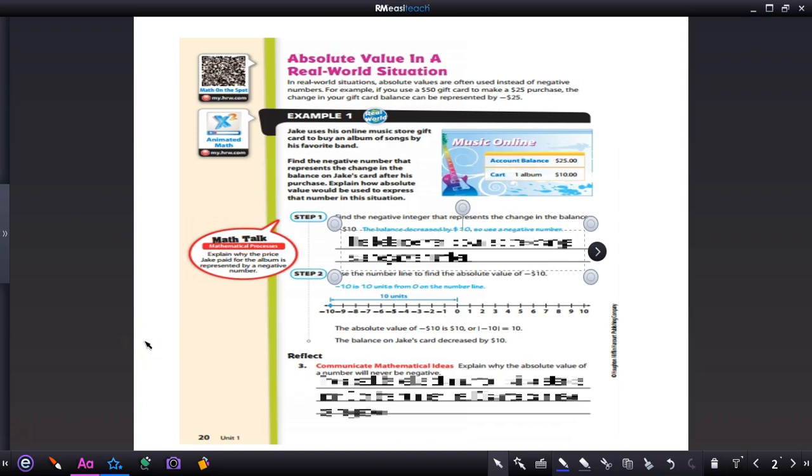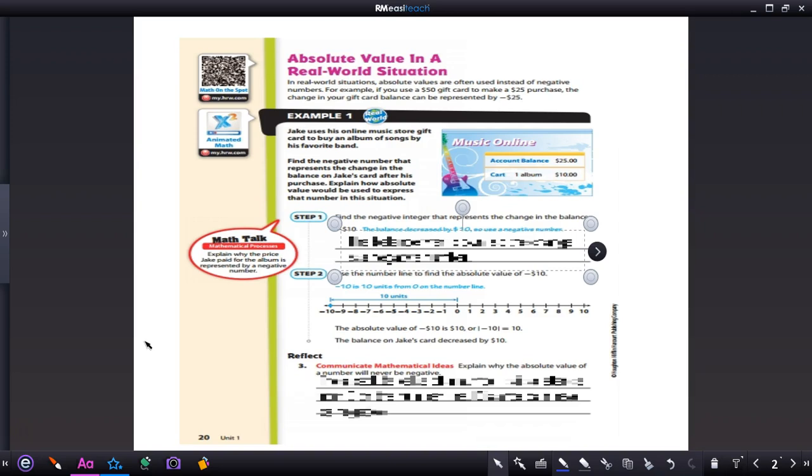Now I want you to turn to page 20 in your Go Math book, and we'll take a look at absolute value in a real-world situation. At the top of page 20 it says, in real-world situations, absolute values are often used instead of negative numbers. For example, if you use a $50 gift card to make a $25 purchase, the change in your gift card balance can be represented by -25. Let's take a look at example 1.